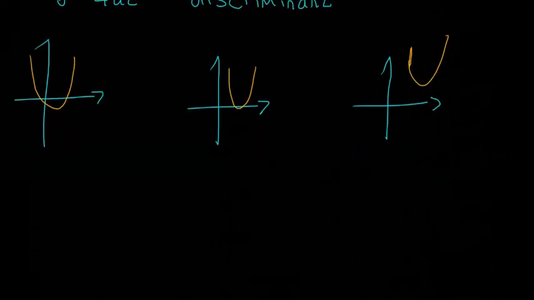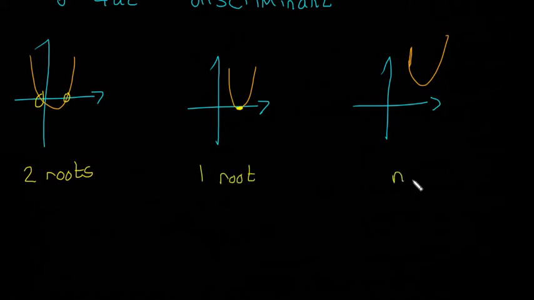So we call this having two separate roots. It hits the x-axis twice, so that's called two roots. This is called having just one root because it only hits the x-axis once. And this is called having no roots.